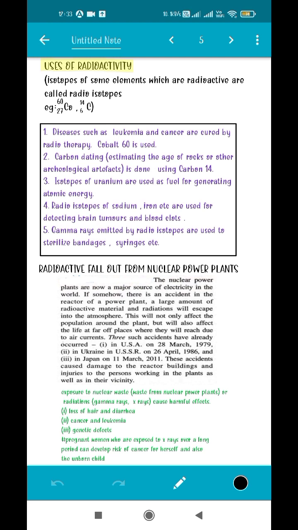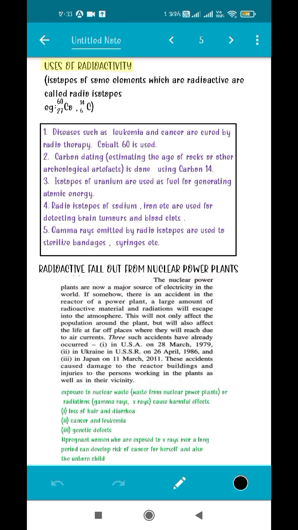And gamma rays are very useful for sterilizing certain surgical instruments, bandages, etc. All the germs present will be killed when gamma radiations are given to them. These were the good things, but what are the disadvantages of radioactive substances? Radioactive fallout from nuclear power plants. Sometimes in large nuclear power plants where radioactive materials are used to generate electricity, the fuel, which is uranium, polonium, etc., or sometimes the waste material, which is also radioactive in nature, can come out of the nuclear power plant due to some accident.